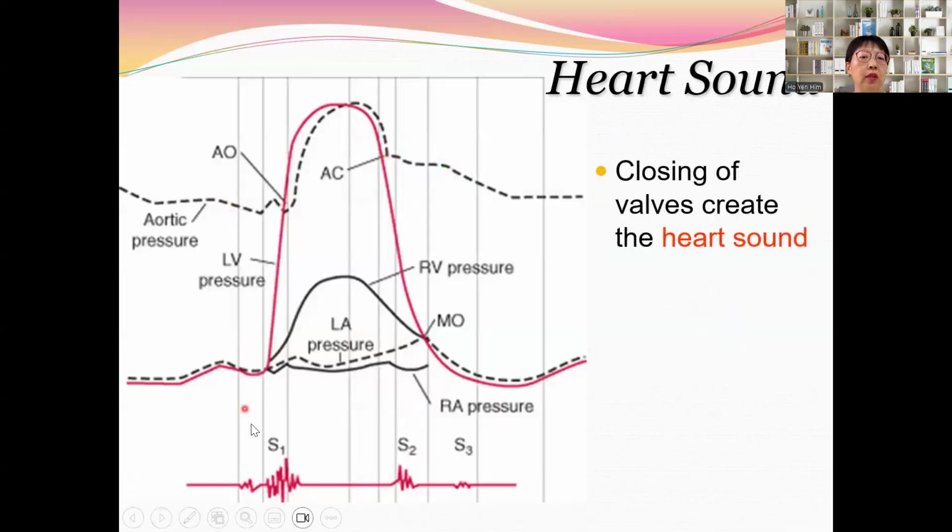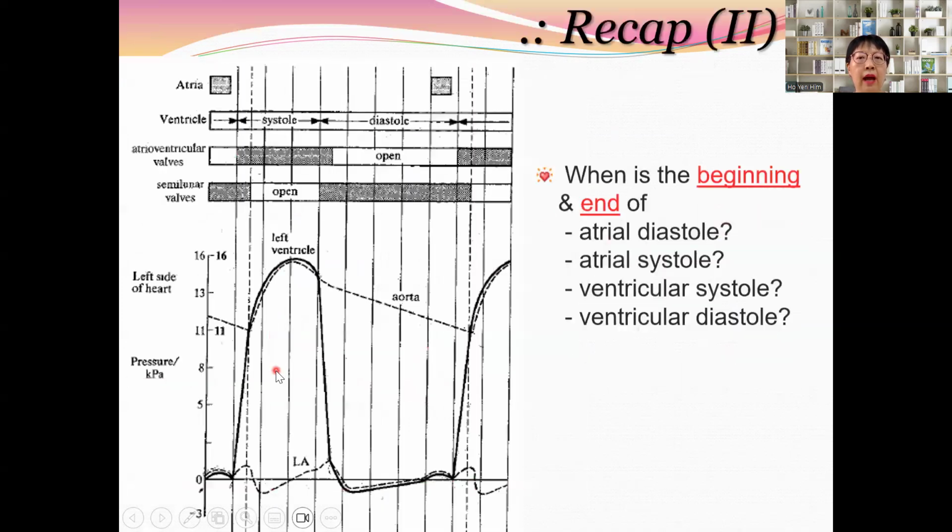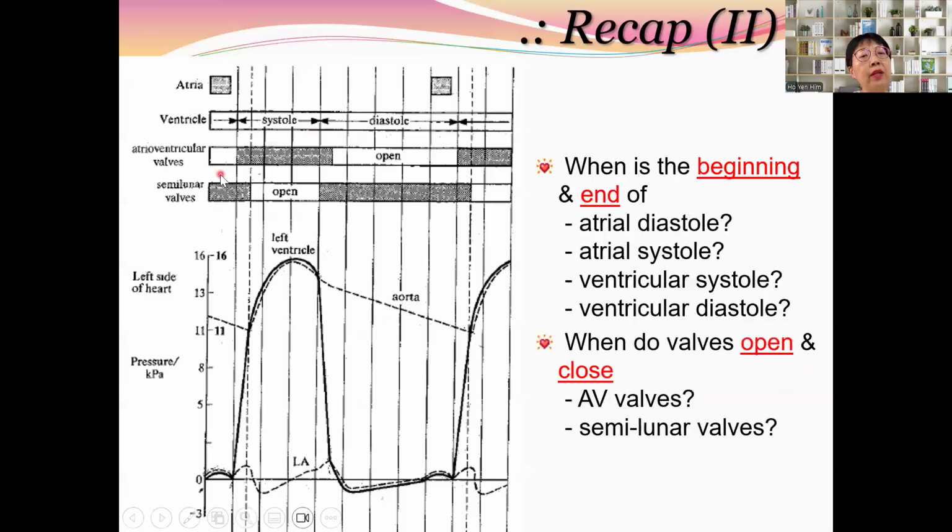This graph includes the heart sounds, the first heart sound S1 and the second heart sound S2. So lub-dub is when the two valves close. This valve closes here, the semilunar valve here, and then the AV valve here. Now, I can present the cardiac cycle in a different way other than the graph. I can use the bar to indicate when is systole, when is diastole, when does the AV valve open, when does the AV valve close. Very easy.